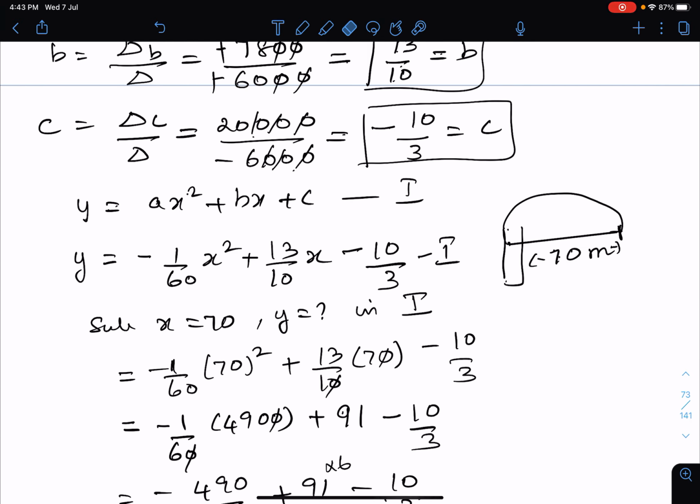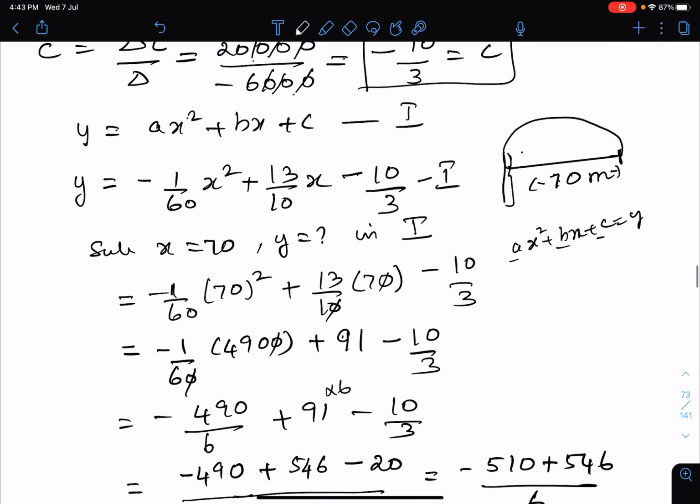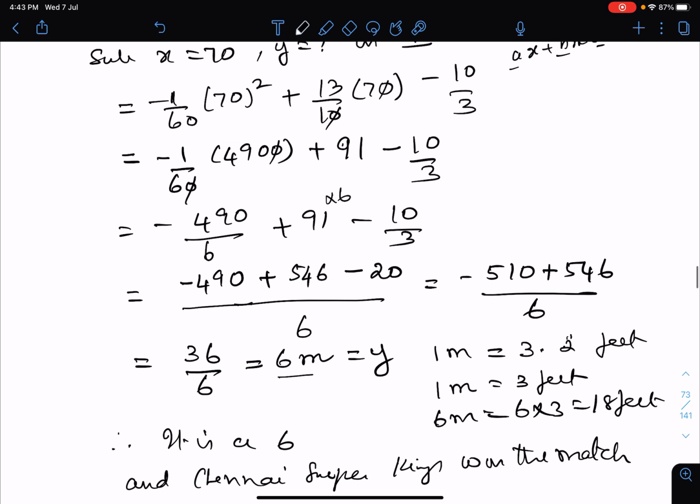So, actually the equation is y equal to, this is the height of the ball, isn't it? Here we are going to substitute in the equation ax squared plus bx plus c equals y. Here you find out a and you substitute and you get this equation. In that you put x equal to 70 and find y. Using that and simplifying you get the answer y equal to 6 meters. 1 meter in feet is about 3.2, so take 3 feet approximately. Therefore, for 6 meters it will be 6 into 3, that is 18 feet.